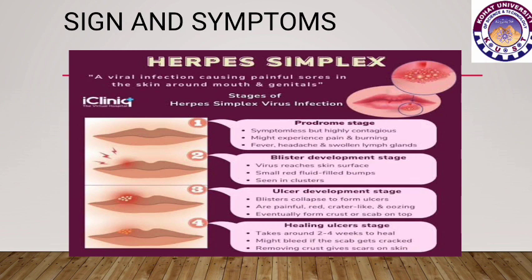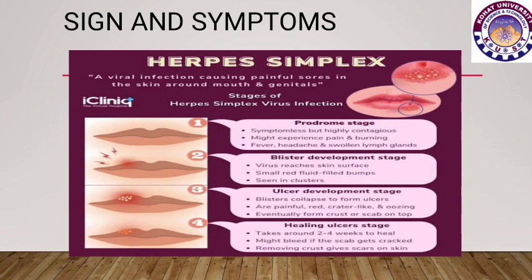They are painful, red and oozy, and eventually form a crust or scab on top. Healing ulcer stage: it takes around 2 to 4 weeks to heal. It might bleed if the scab gets cracked. Removing the crust leaves a permanent scar on the skin.